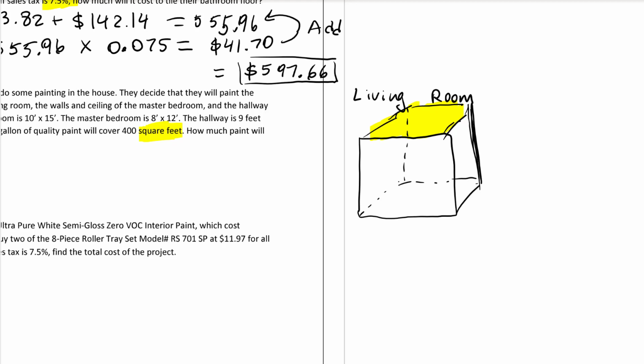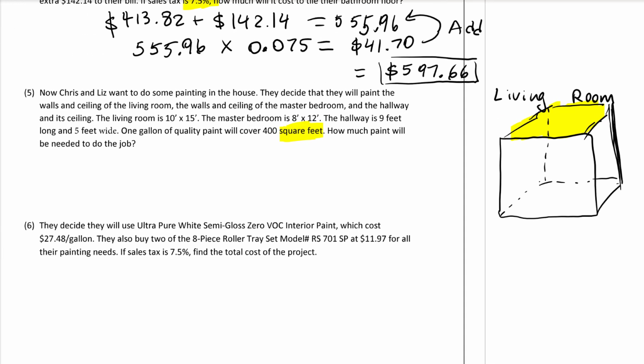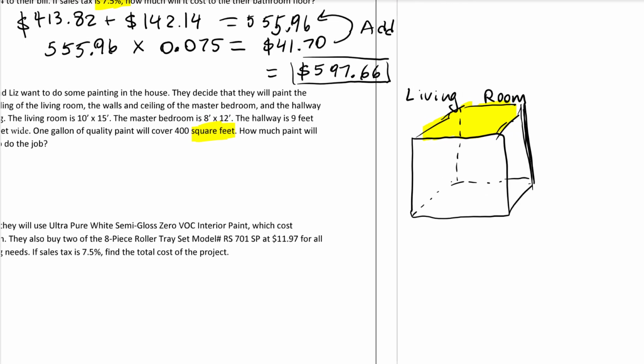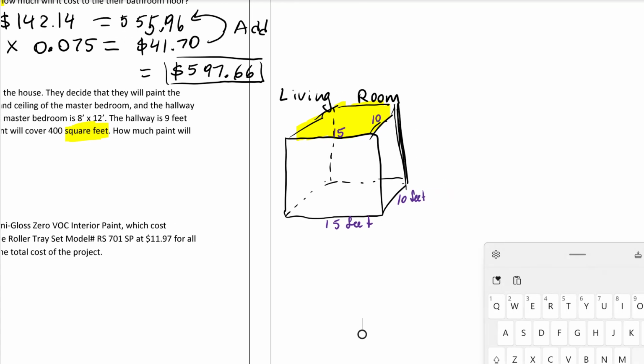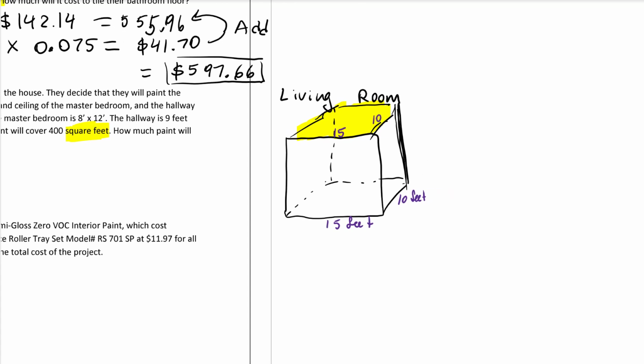Alrighty, so now what are the dimensions of this? The dimension of this is 10 by 15. So that would be, let's say, 15 feet long and 10 feet wide. So that means that the ceiling will also be 15 by 10. So the first question for you, I want you to calculate the area of a ceiling, which is the same as the area of a floor. What would it be? I'll give you a moment.